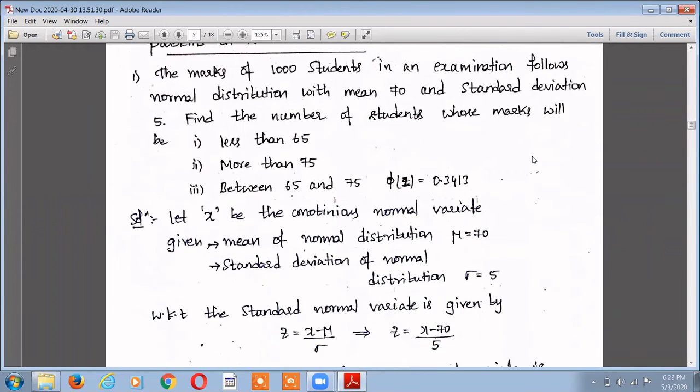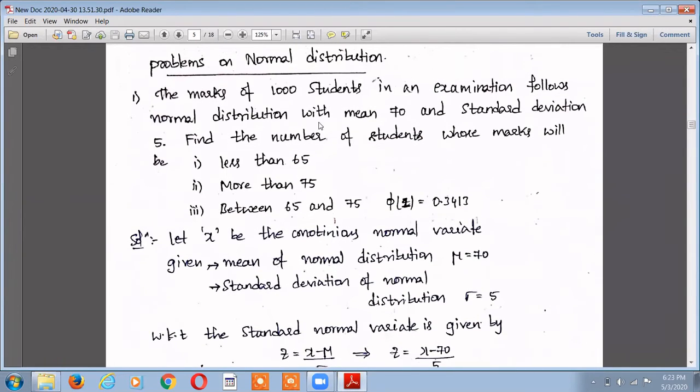Moving to the problem. The marks of 1000 students in an examination follow a normal distribution with mean 70 and standard deviation 5. Find the number of students whose marks will be less than 65, more than 75, between 65 and 75. Given pi of 1 is equal to 0.3413. Here the event is concerned with the marks scored by the students, and also given that mean mu is equal to 70 and standard deviation sigma is equal to 5.